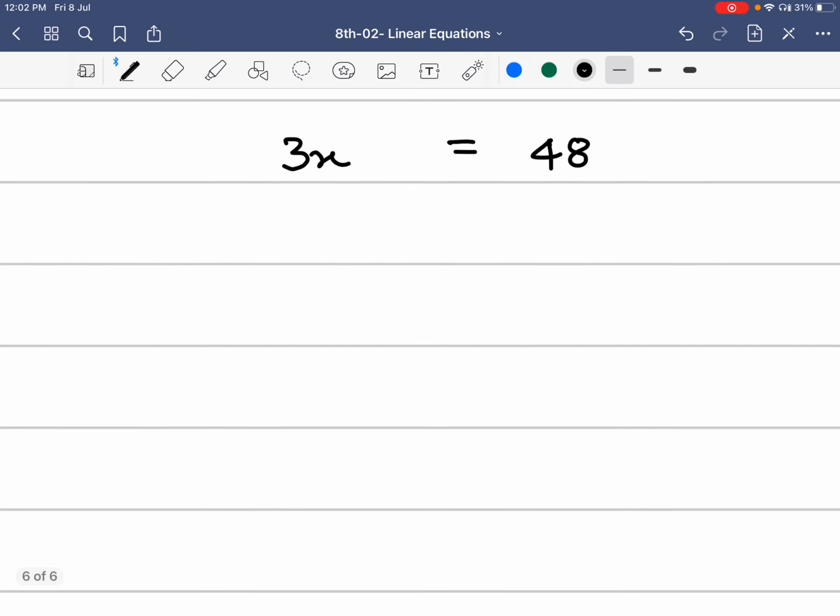Okay, now once again we have 3x equal to 48. We just need x, the variable, to remain on the left hand side of the equation, which means we have to get rid of 3. How do we get rid of 3? We do division by 3 on both the sides of the equation.